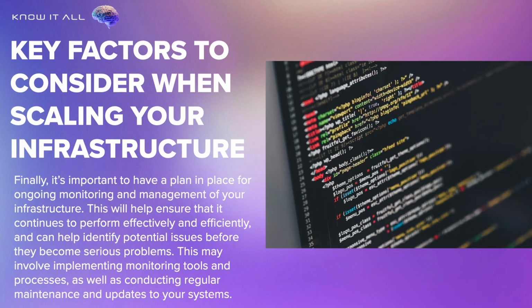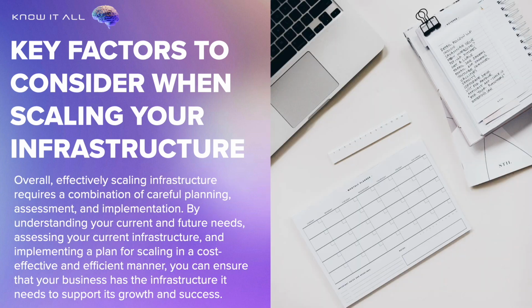Finally, it's important to have a plan in place for ongoing monitoring and management of your infrastructure. This will help ensure that it continues to perform effectively and efficiently, and can help identify potential issues before they become serious problems. This may involve implementing monitoring tools and processes, as well as conducting regular maintenance and updates to your systems. Overall, effectively scaling infrastructure requires a combination of careful planning, assessment, and implementation.